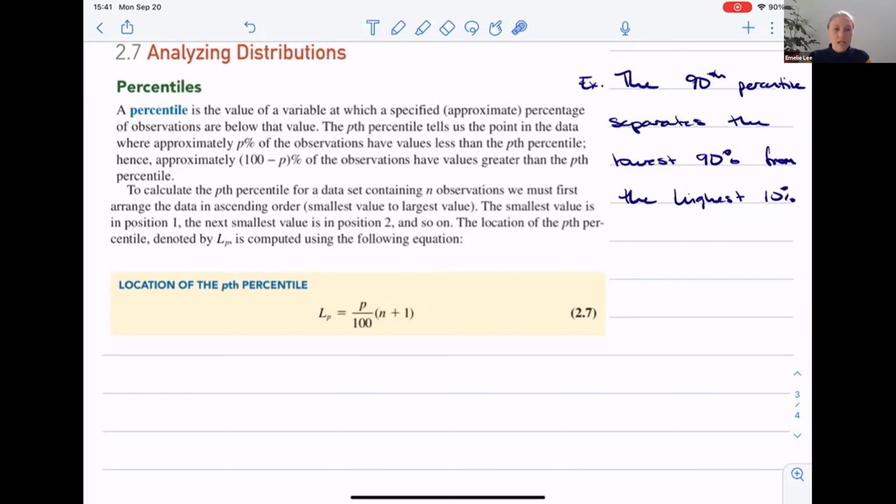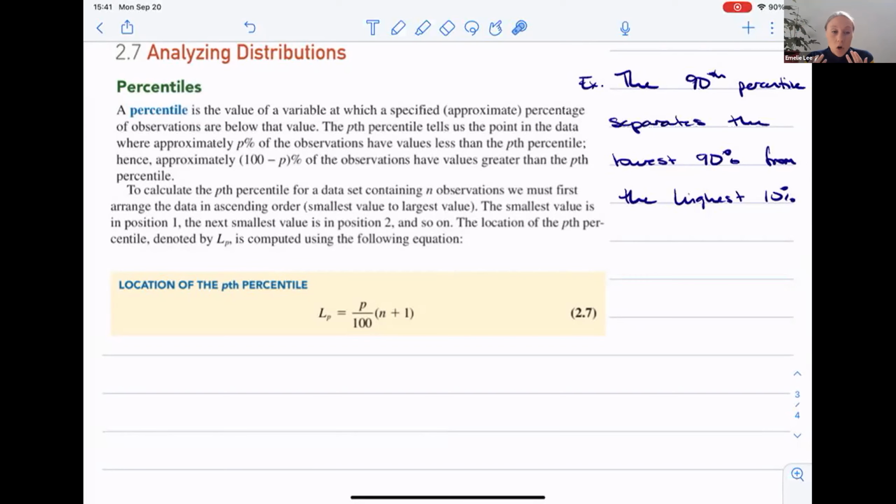So the percentile always has that percentage below it. We've already talked about a percentile, but we didn't call it that. The median is a percentile. It's the 50th percentile, because it splits our data in half. It's the data point that splits our data in half, so we have the lowest 50% below it and the highest 50% above it.